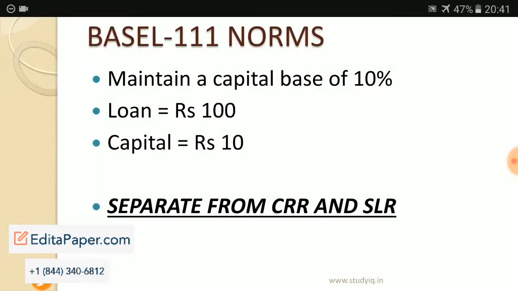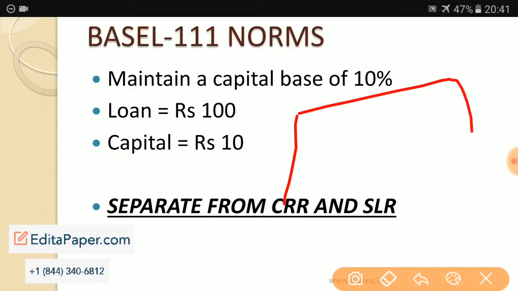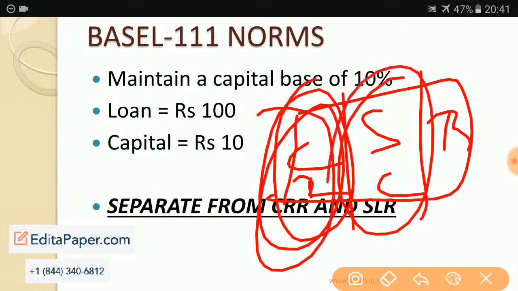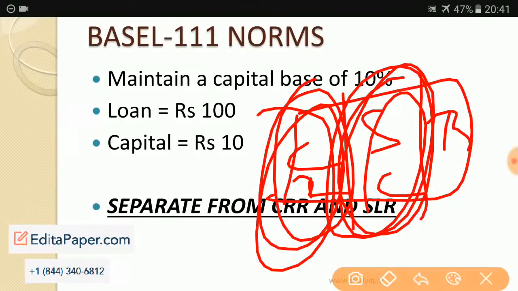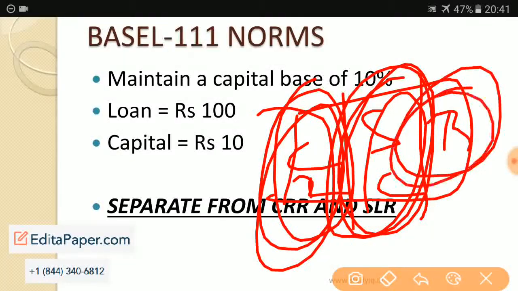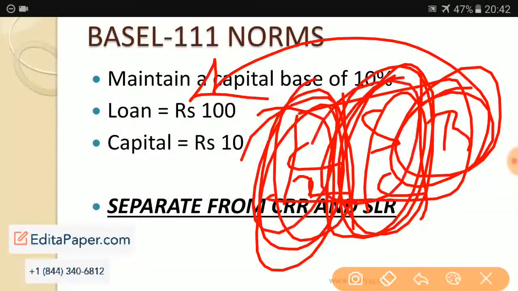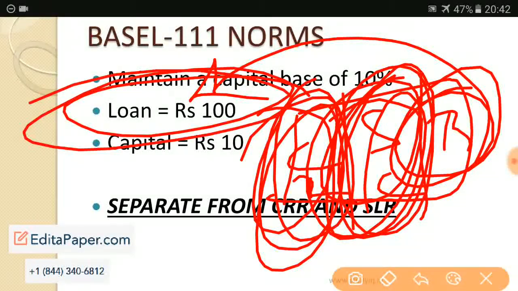So now we have three kinds of baskets. One is the CRR, another is the SLR, and third is the Basel III norms. The CRR basket is 4%, the SLR basket is 19.5% depending upon the net demand and time liability, and the Basel III norms are 10% of the loans that are being given out. So there is a difference between the three baskets. In CRR and SLR, we depend upon the net demand and time liability, but in the Basel III norms, we depend upon the loans that are being given out.